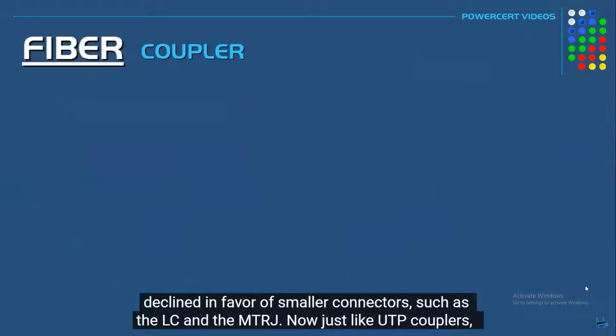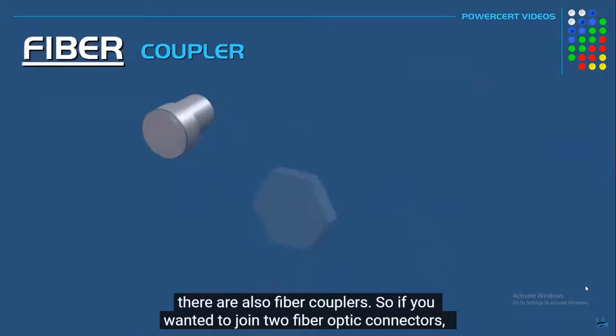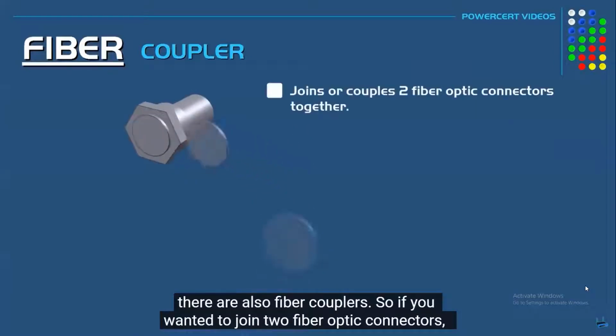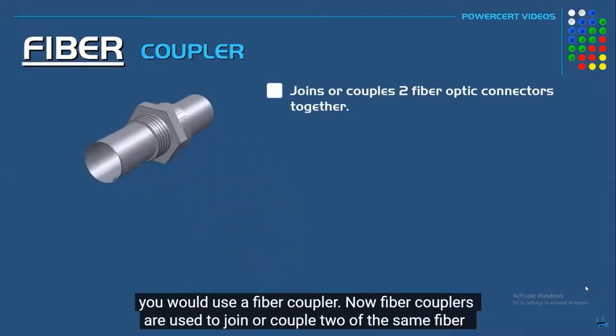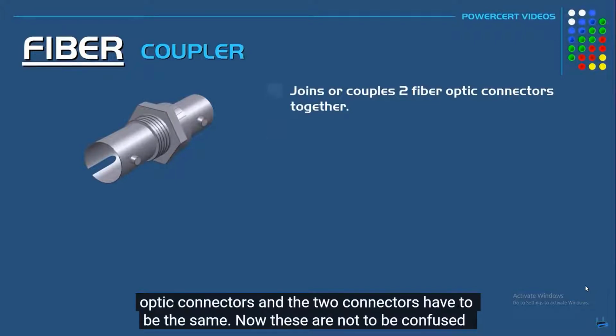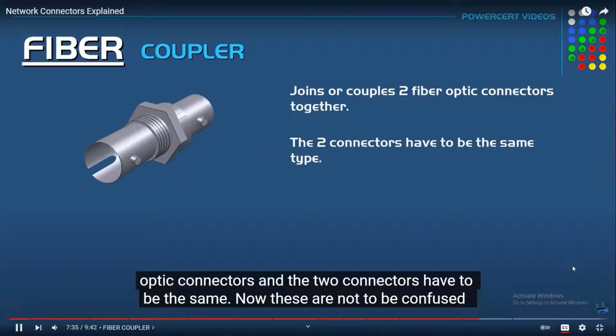Now just like UTP couplers, there are also fiber couplers. So if you wanted to join two fiber optic connectors, you would use a fiber coupler. Now fiber couplers are used to join or couple two of the same fiber optic connectors, and the two connectors have to be the same.